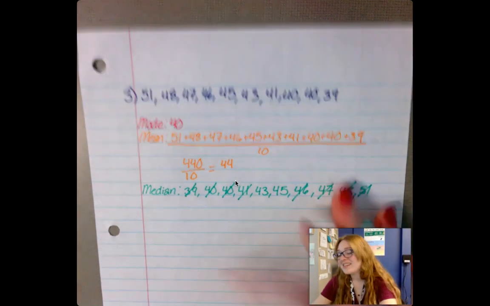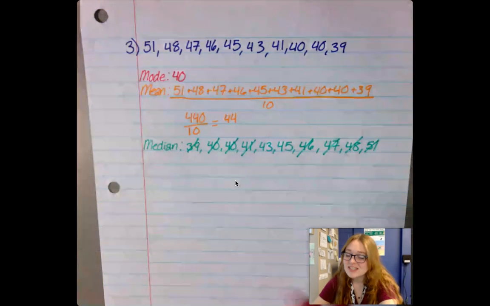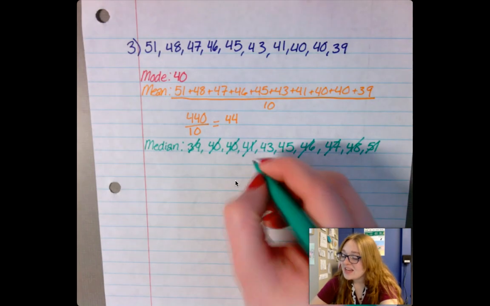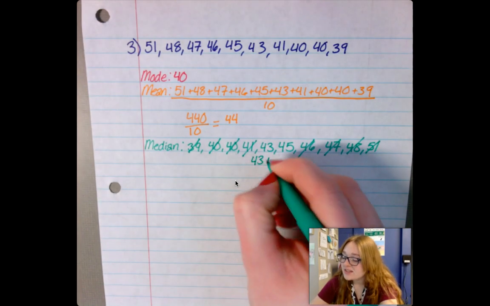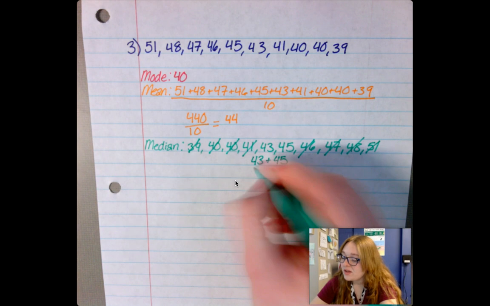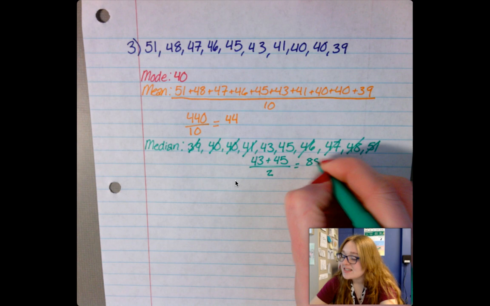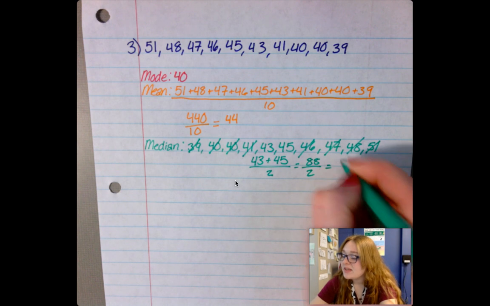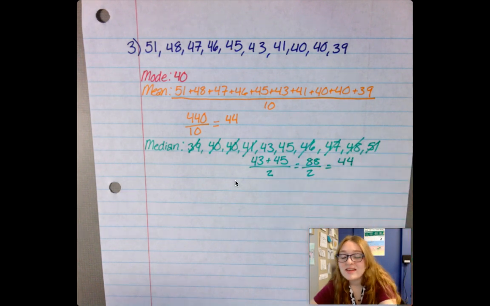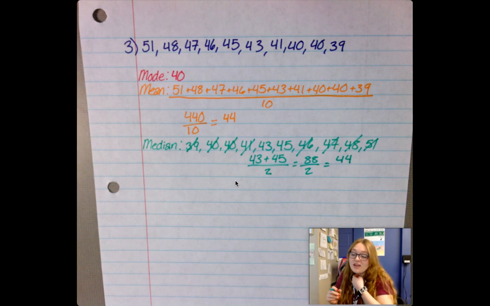And again, our data set is not nice to us. We have two numbers in the center, so we take our teeny tiny mean or average between these two. So we add them up, divide by 2. When we add those up, we get 88. And when we divide by 2, we get 44, which is the same as our mean. So that's probably a good indicator that this is a great central tendency.